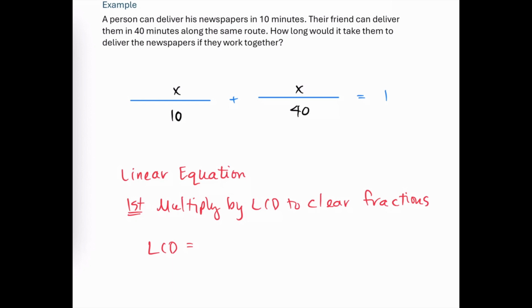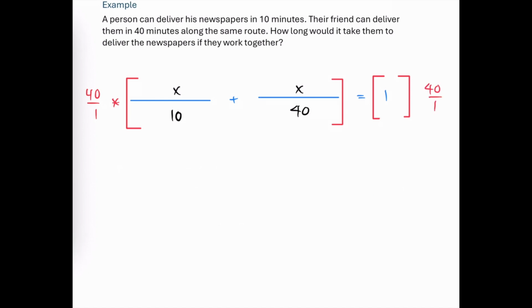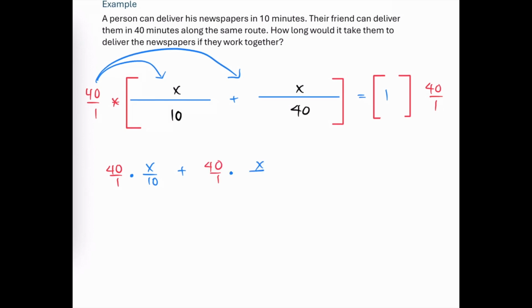The LCD in this case is going to be 40. It's the smallest number that both denominators divide evenly into. So we'll multiply both sides of this equation by 40 over 1, and that'll eliminate the fractions in our first step. So we'll start by multiplying 40 over 1 times x over 10, and then add that to 40 over 1 multiplied by x over 40, and then we multiply the LCD on the right-hand side.